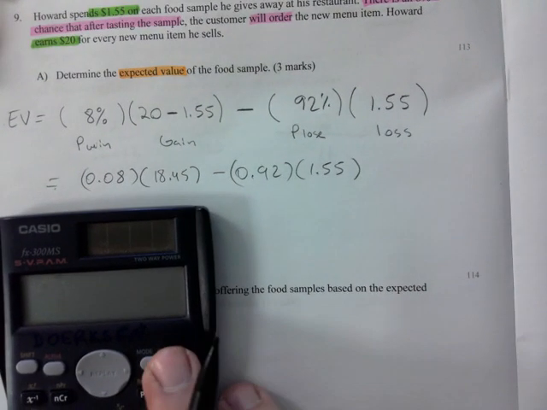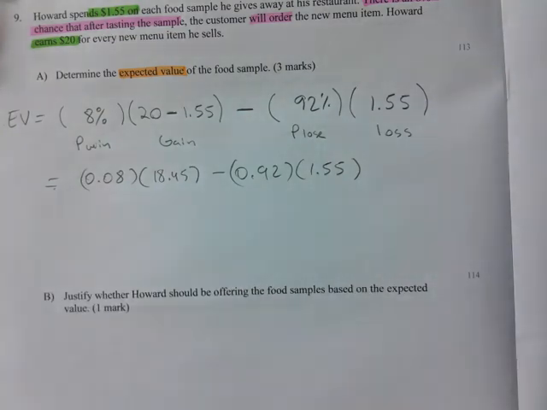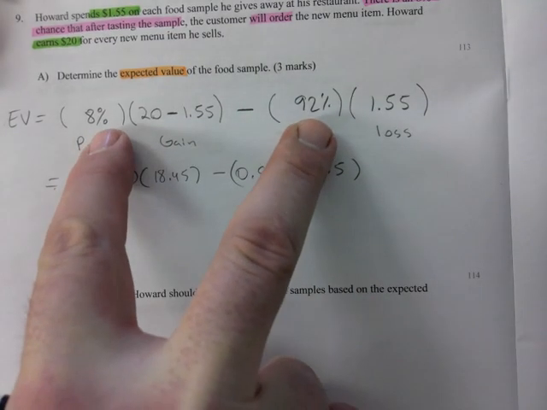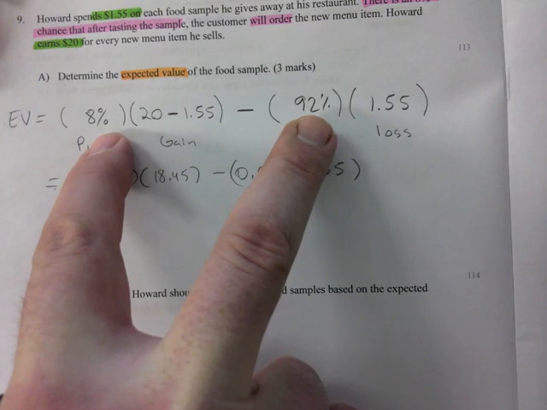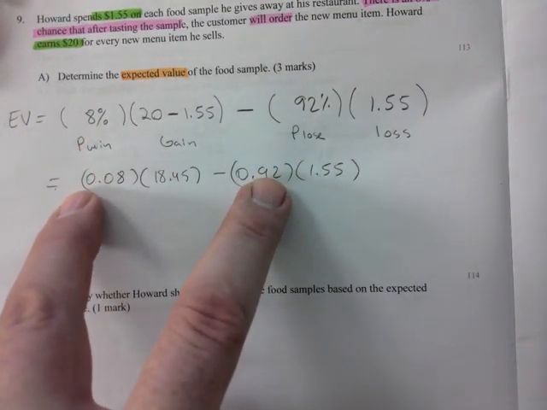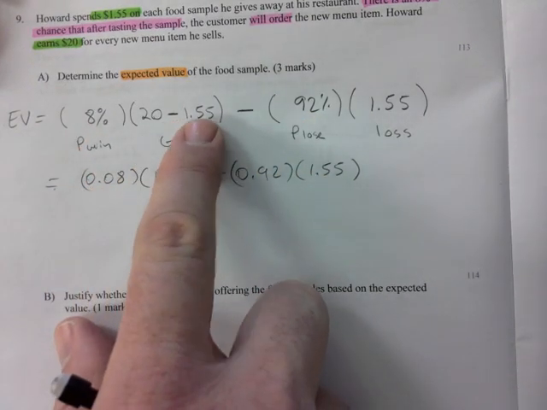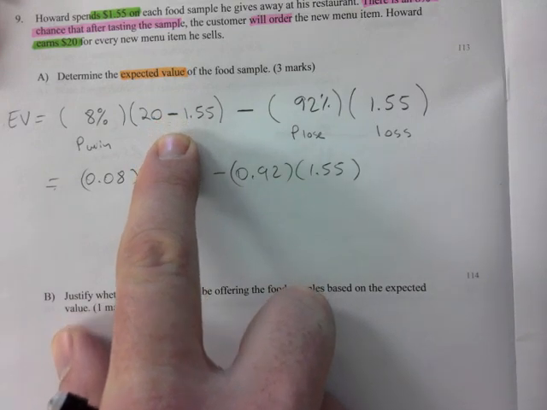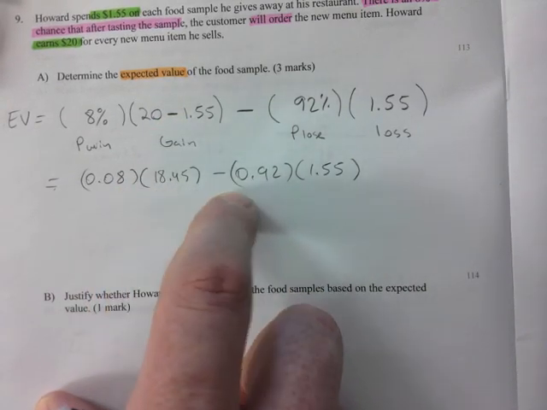3 marks for this, so you got to be careful. I think they give you 1 mark for having this correctly, like the win and the loss percentages. Then they give you 1 mark for subtracting the 155 from the 20. And they'll give you 1 mark for calculating this.